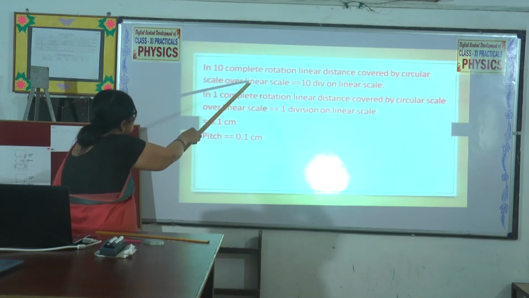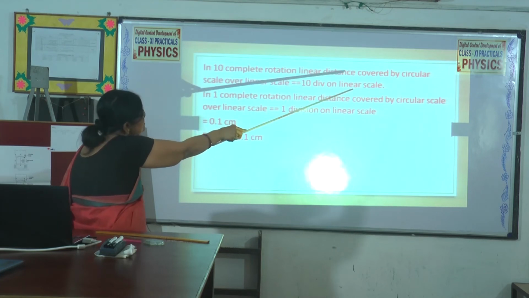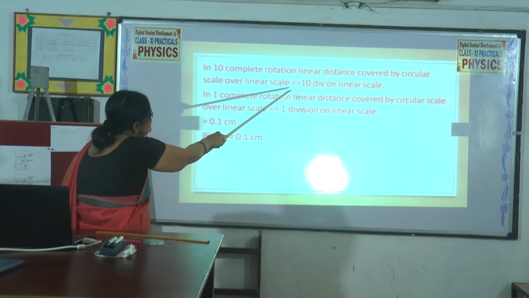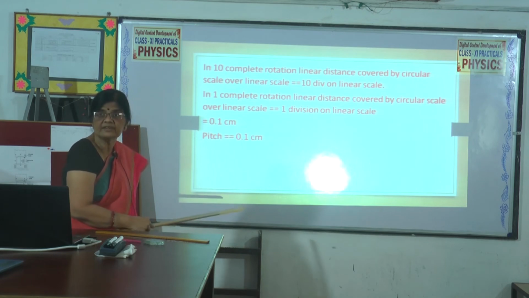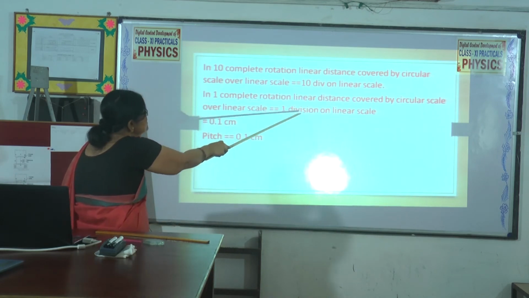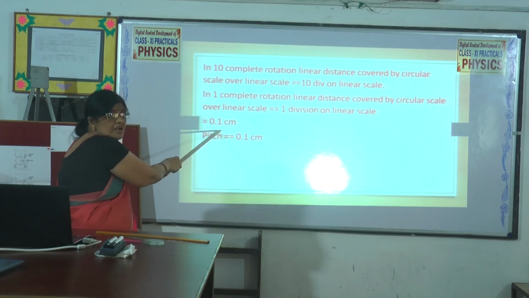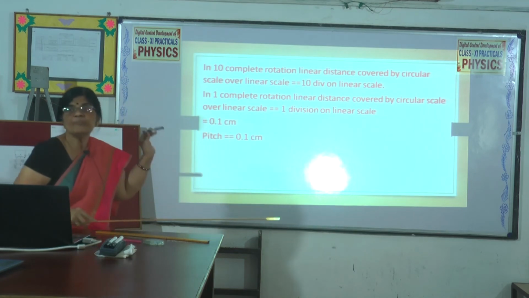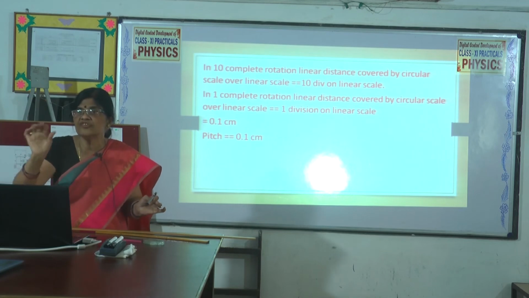So in 10 complete rotations, the linear distance covered by the circular scale over the linear scale is 10 divisions on the linear scale. So in one complete rotation, the linear distance covered is 1 division. And what is your 1 division? 0.1. So pitch is 0.1. So for pitch, the first column of the first table is finished: 0.1.